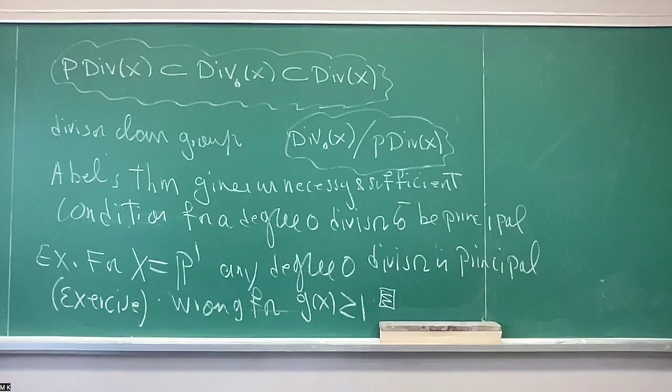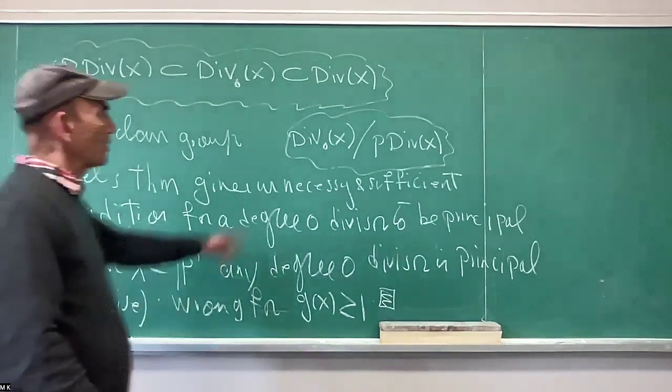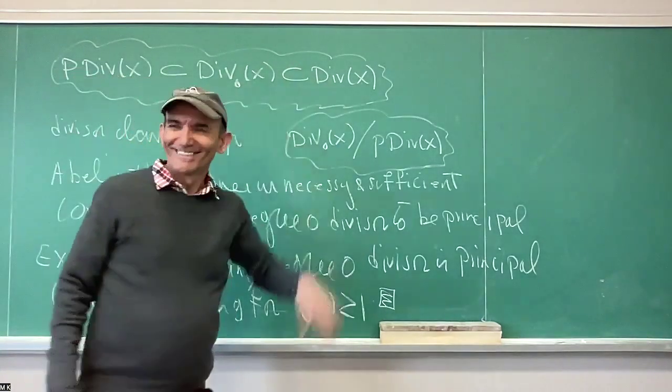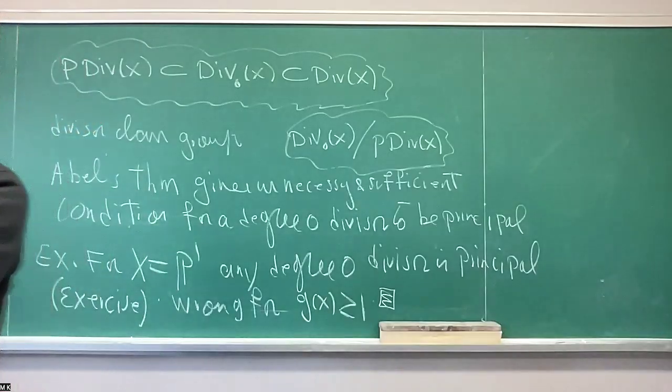I have a question. Yes. This is the Picard group? Yeah, the name of this group. You call it the divisor class group. Yeah, this is the Picard group. Maybe for the divisor class group I have to take all of it. Yeah, Picard group, because it's the connected component of this divisor class group. Yeah, because these are degree zero line bundles.